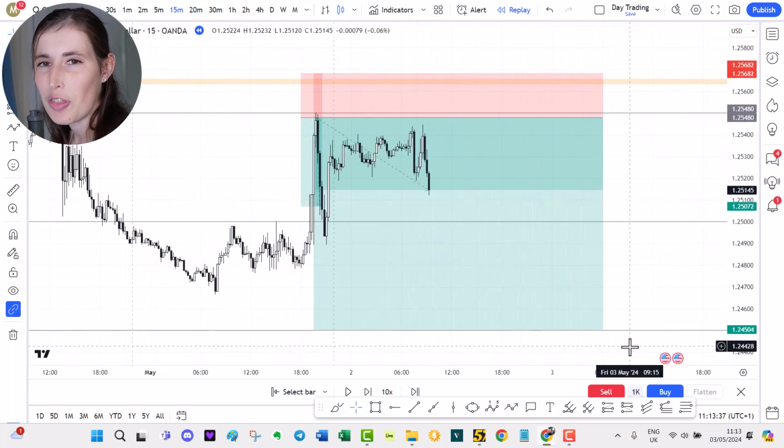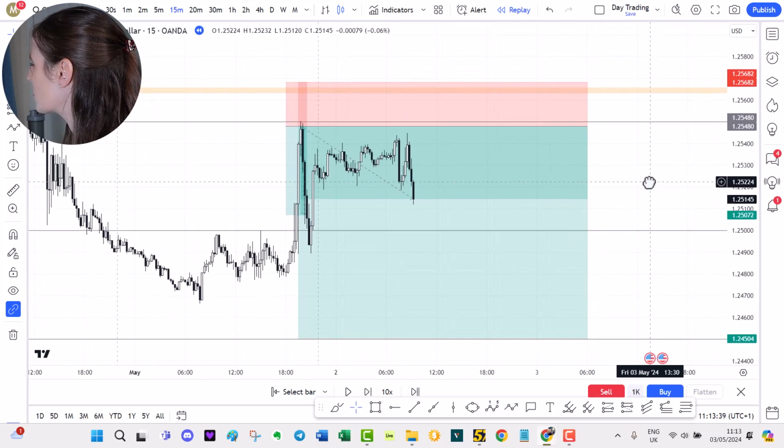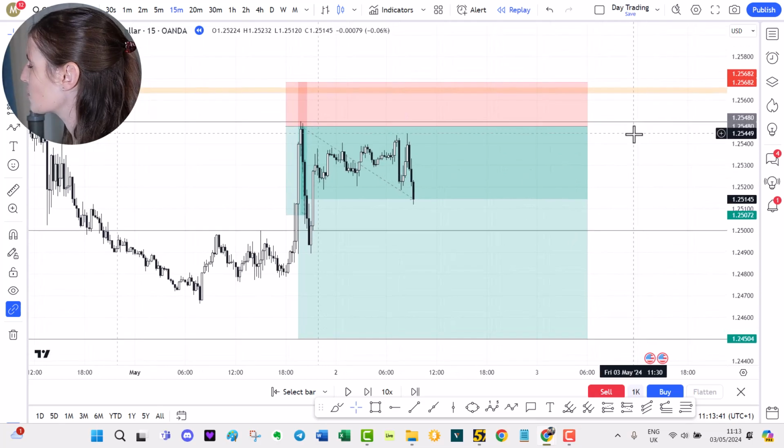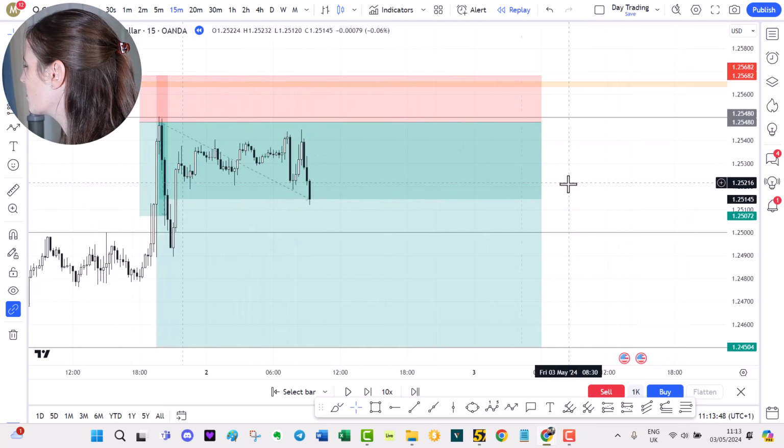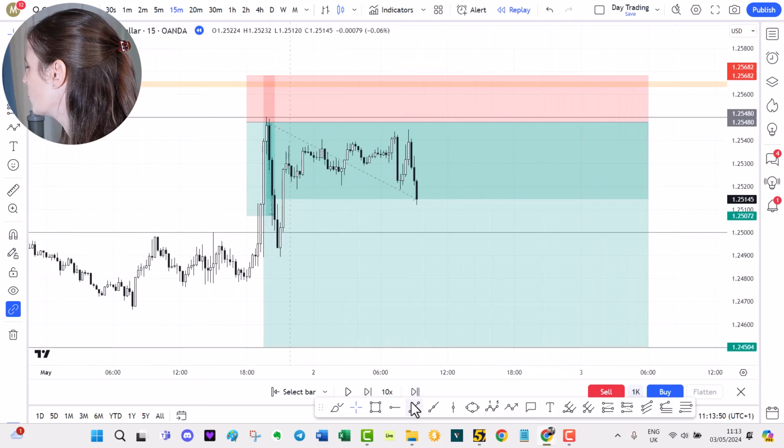Moving on into the Thursday, the following day, I still had my position open. It came very close to my break-even stop, but didn't trigger. And then as the London session came to an end, price started to break past the intraday lows here, and it started to push lower.